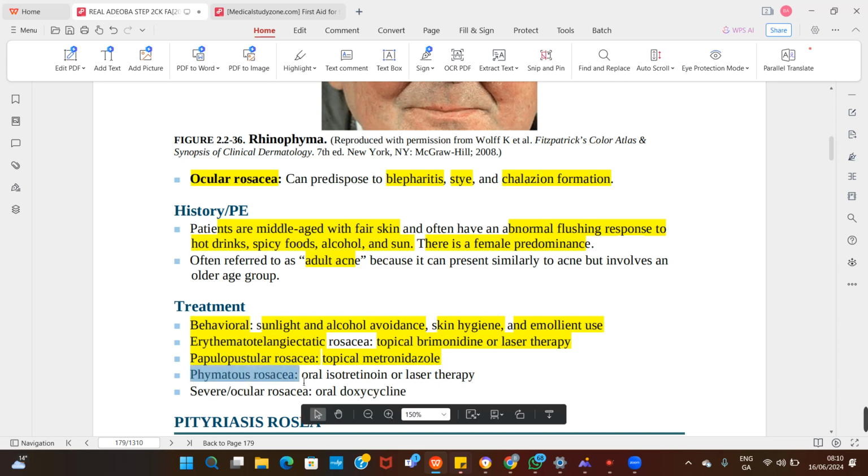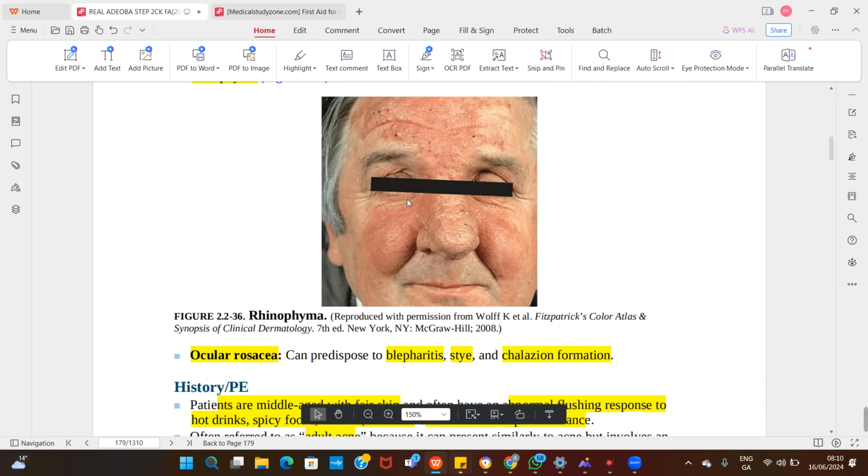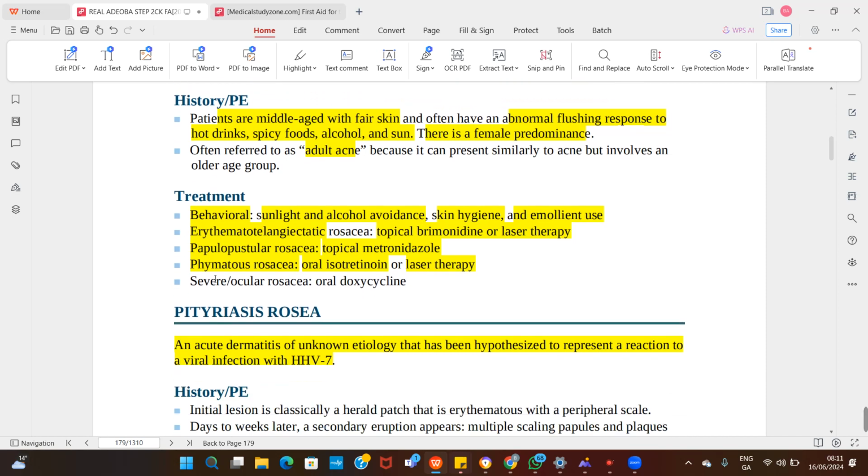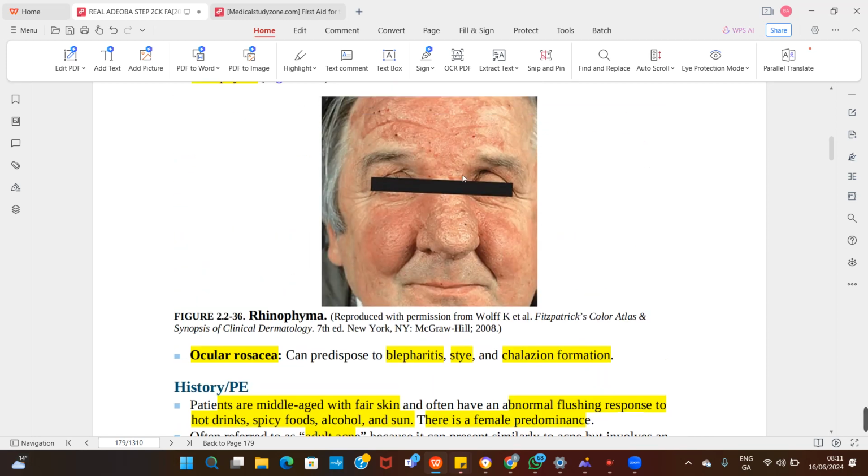The phymatous one, you want to give oral isotretinoin to take care of it, or laser therapy. So you have to get familiar with these drugs. Phymatous one, this excessive deposition of collagen, you give isotretinoin and laser. For the ocular one, give antibiotics too. And what antibiotics are we giving? Not metro, but doxycycline. Oral doxycycline. So we can look at them again.